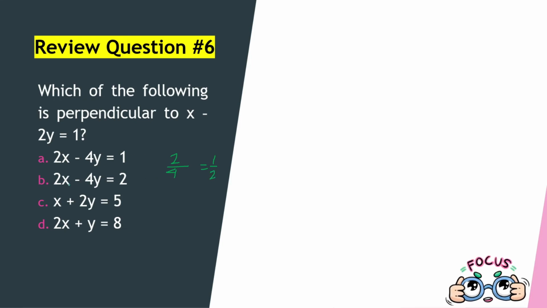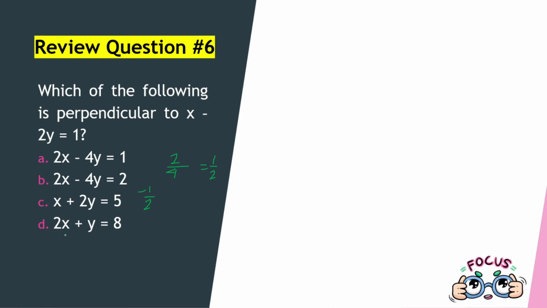Okay? So, i-try natin siya sa letter B. Ano magiging slope niyan? Parehas lang sila, kasi parehas sila ng coefficients, no? 2 over 4, which is 1/2. Si letter C naman, ano magiging slope nito? Ano coefficient ni X? 1. Ano coefficient ni Y? 2. So, 1 over 2. Since plus to, magiging negative ang slope.